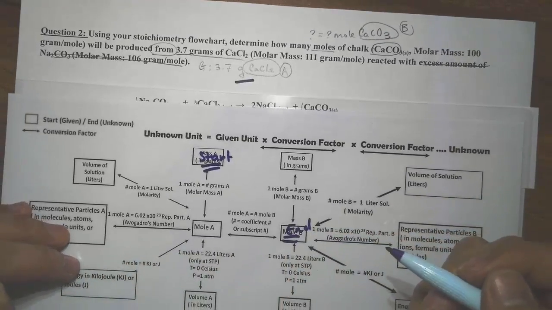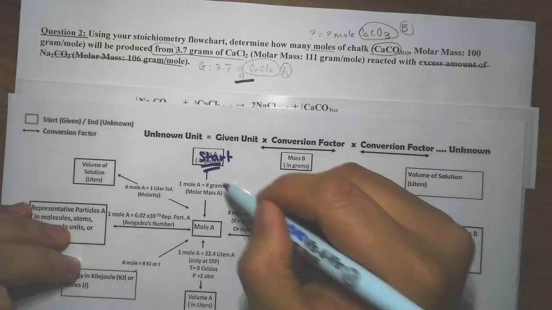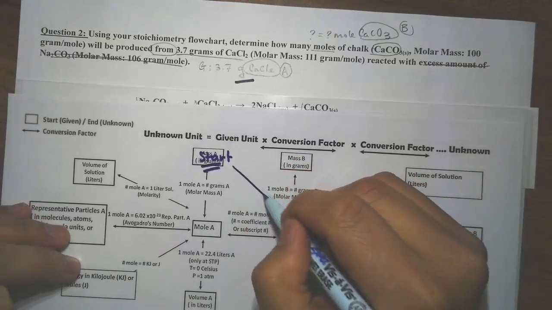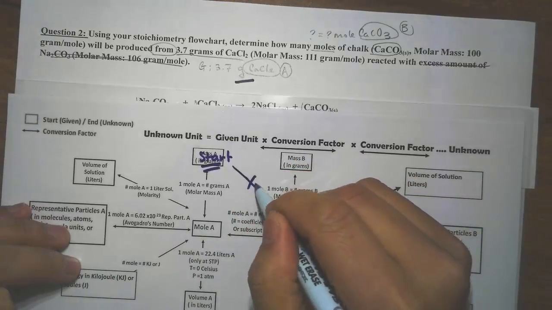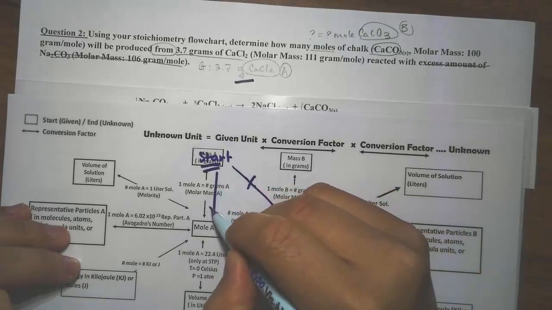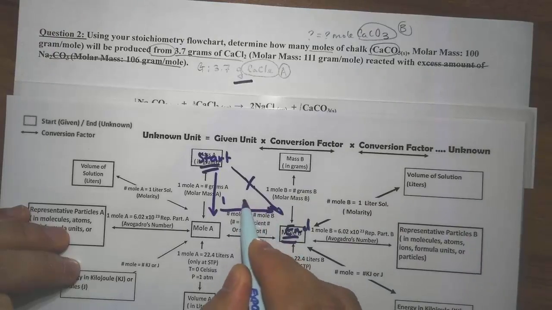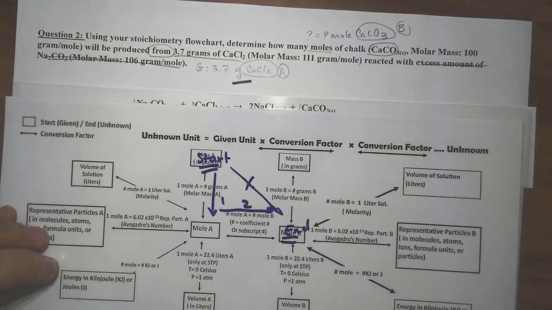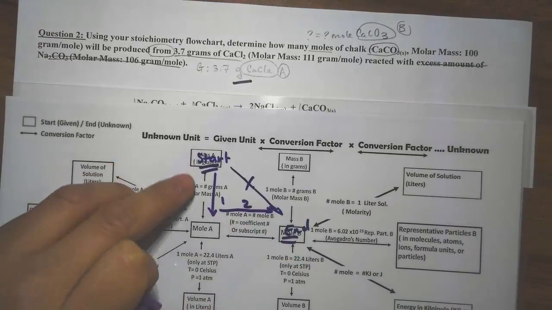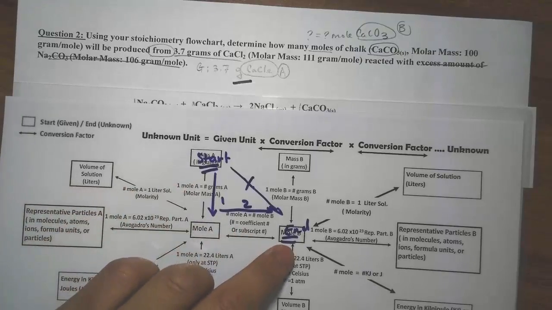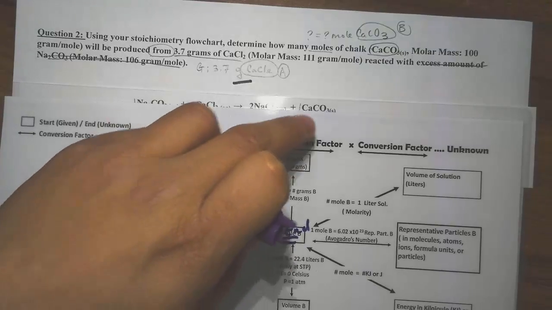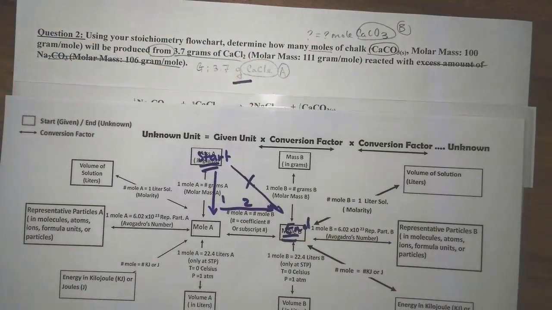So let's trace back our flowchart. And we're starting from here to there. We cannot just go down here directly. It doesn't work like that, right? So we have to go down. That's our first conversion factor. And we go across. And that is our second conversion factor. And these are the conversion factors that our given has to multiply by to get to moles of B, which is moles of calcium carbonate.